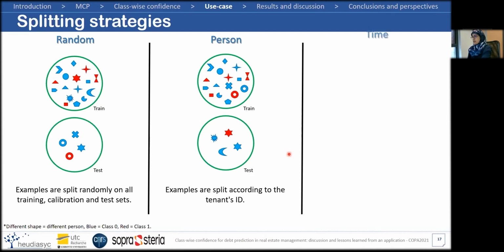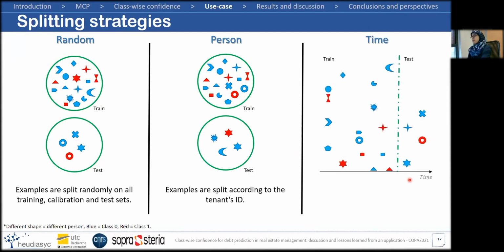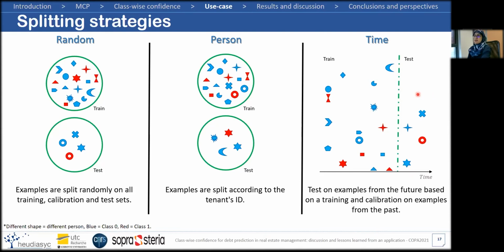And the last one is the time split. This is a split based on a period of time. So we choose a date, and the test set is based on the future, while the training and calibration are done in the past. So this is another logical splitting strategy, taking into consideration the temporal aspect.